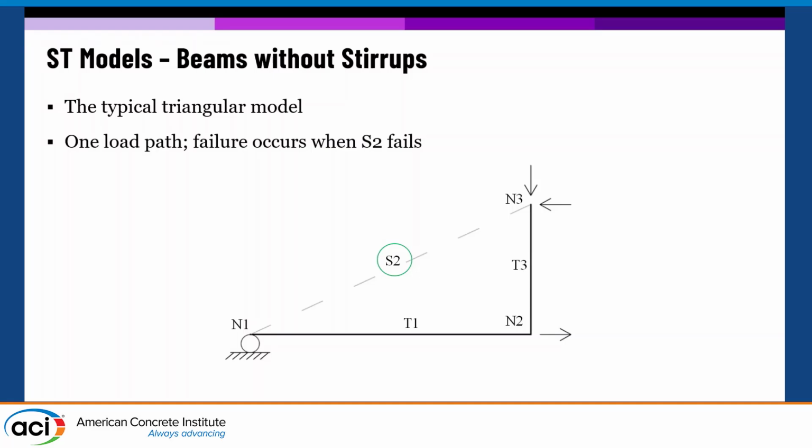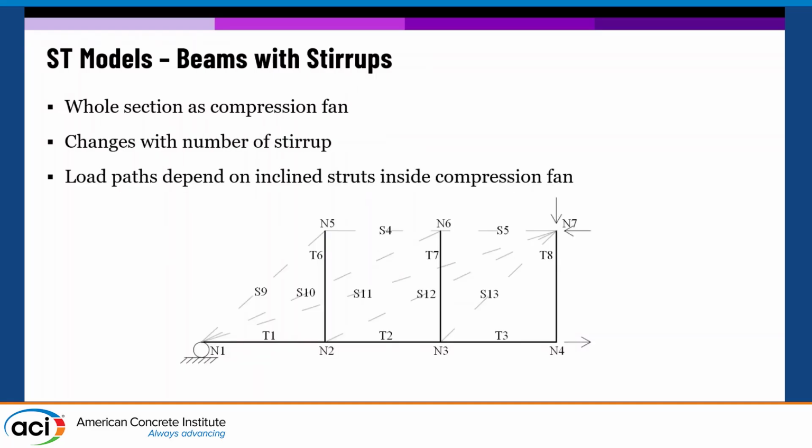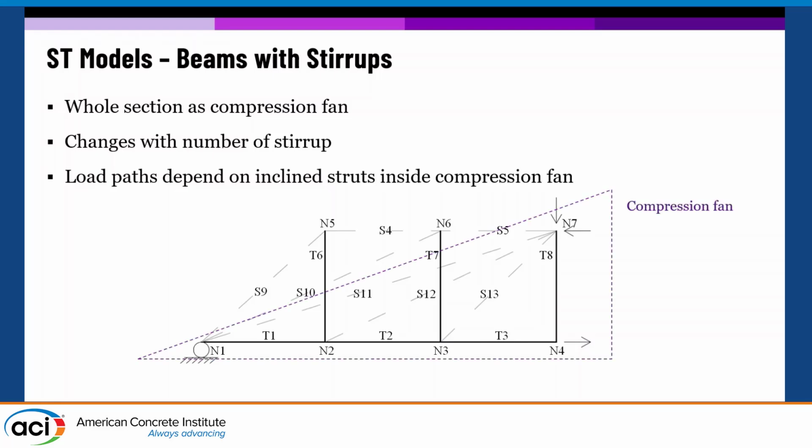And then there are beams with stirrups. In the case of beams with stirrups, we have such a fan section. The whole section is considered a compression fan. And the failure can happen due to different elements failing.